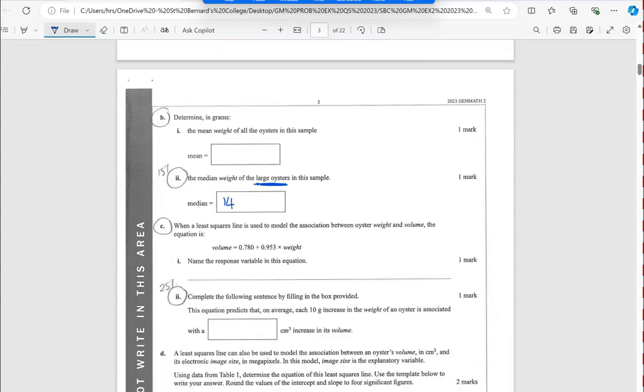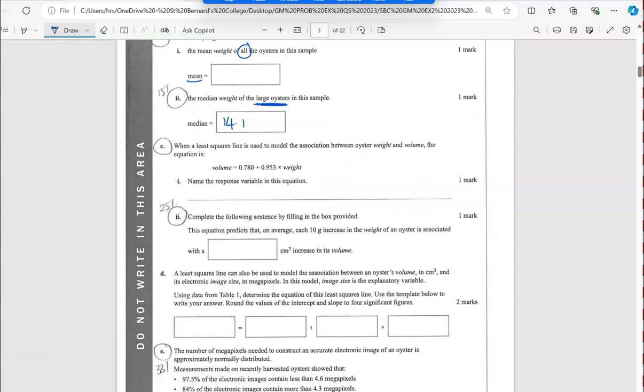I just think that it was just not reading the question correctly. Because the one before you had to find the mean, so everyone chucked, but that was of all the oysters. Here they just asked for the large, which was a little bit of a trap.